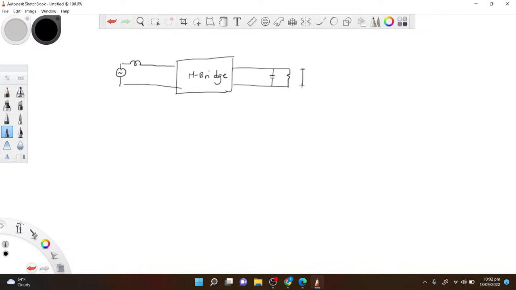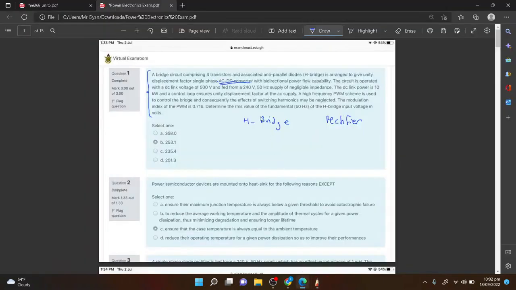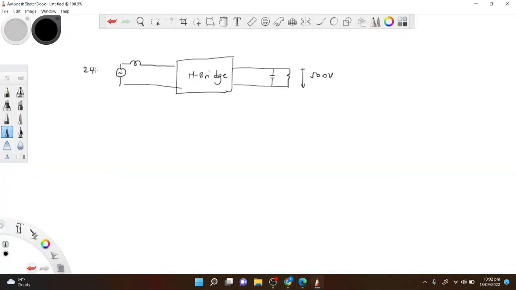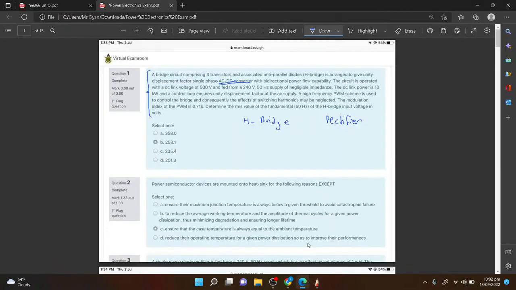They say the output is 500 volts. And then the AC is 240 volts at 50 hertz. So don't forget that we said this is V1. There will be some V2 RMS here. Here we have a pulse modulated signal, but we'll be working with just the RMS value of it. Then the DC link power is 10 kilowatts.